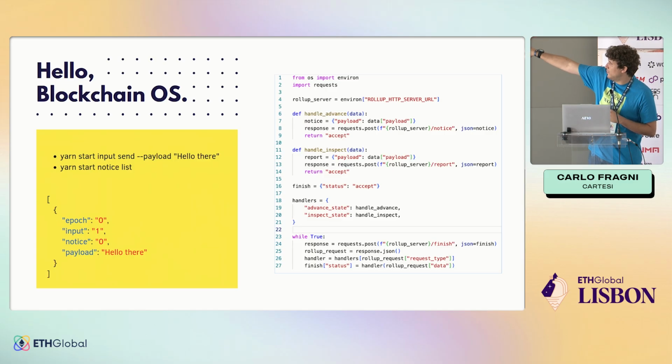In this really simple example, we handle both advance and inspect states the same way. We just pick up the payload of the input, we put it in a JSON, and we emit an event with it. In case it's handle advance, we use our interface called notice, which is equivalent to an Ethereum event. And in case of handle inspect, we use the report, which is the wrapper for responses for this ephemeral call, which is the inspect API.